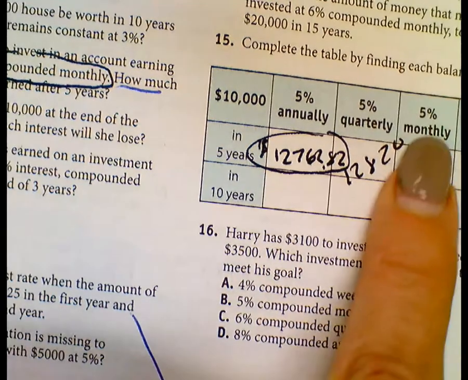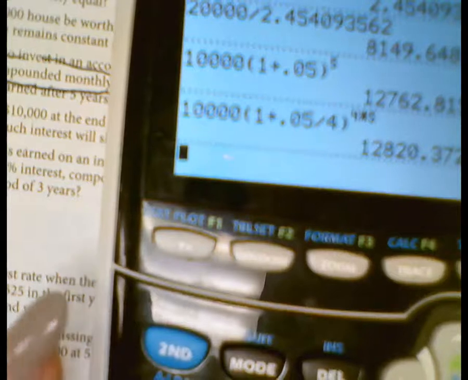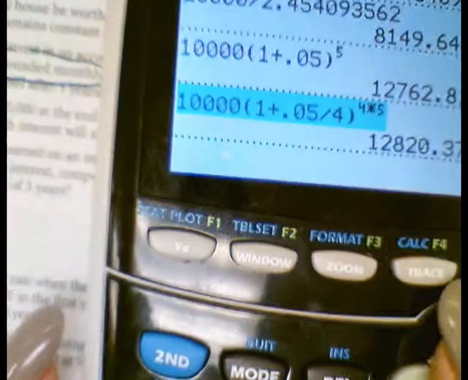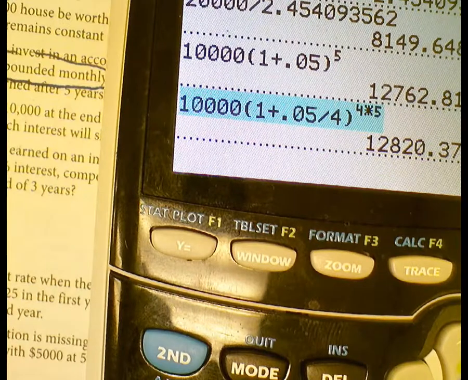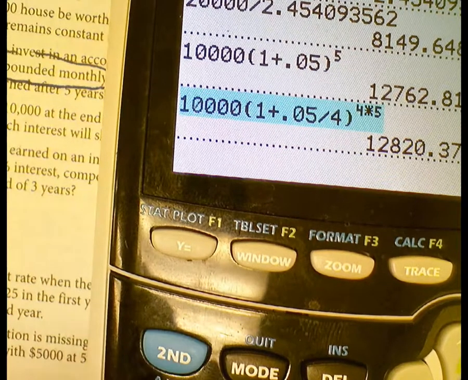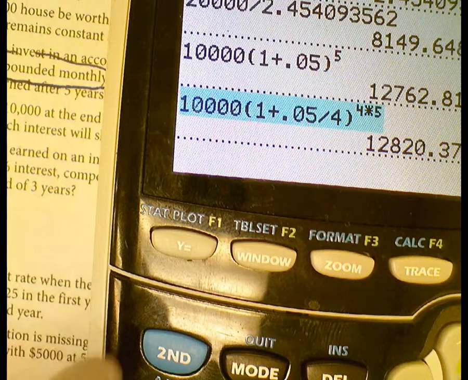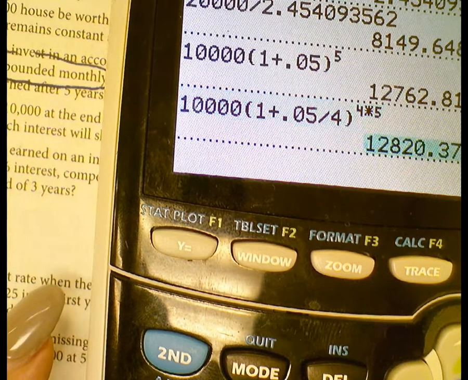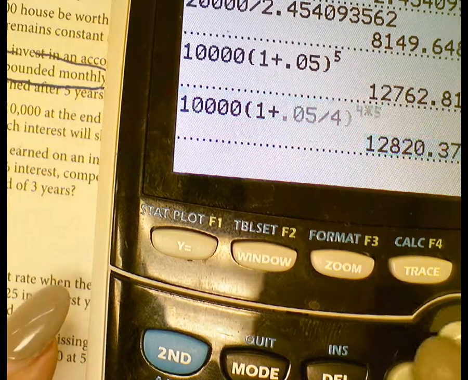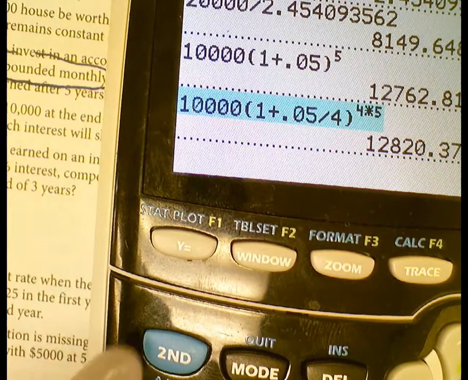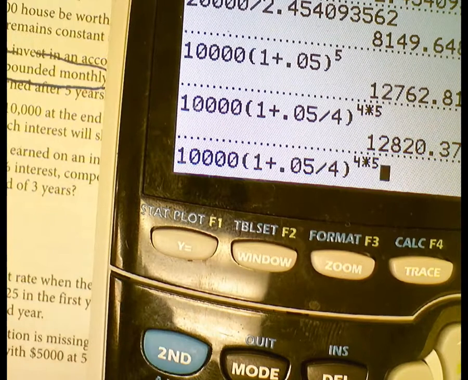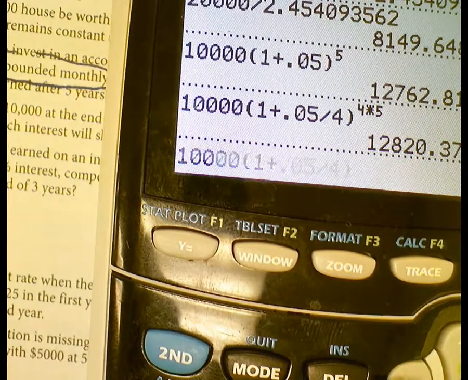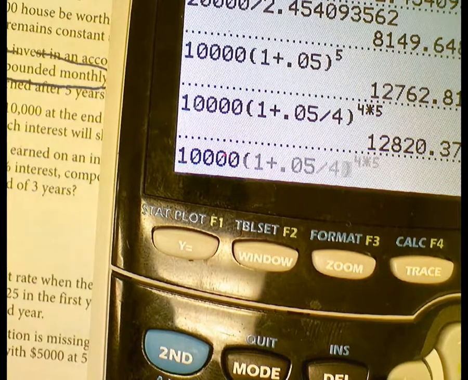So now we're going to do monthly. Everything else is the same. So we're going to come back up to here. All right, let me just do this. Second enter. There we go. Just press second enter. I'm changing this 4 to a 12.